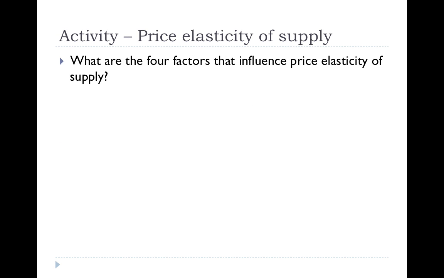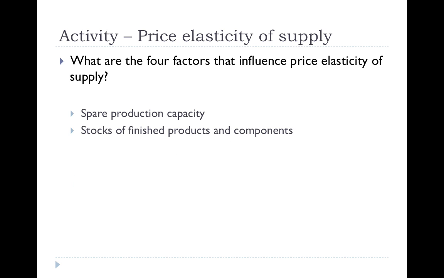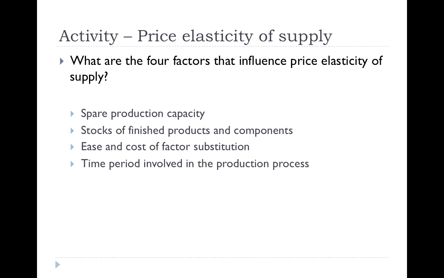The 4 factors that influence price elasticity of supply: spare production capacity. If I can quickly respond to changes in the market demand and I can make more because I have spare capacity, then it should be relatively elastic. If I can hold stock, that should keep my supply elastic. If I can substitute different factors into producing that good, if I can switch between people and machinery quite easily, then that makes it more elastic.